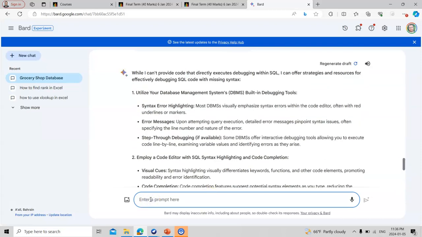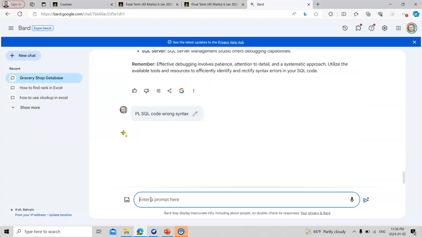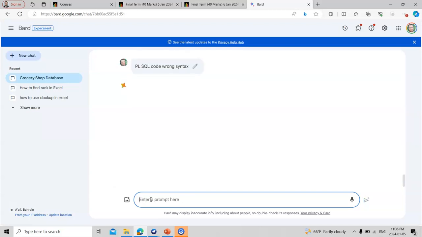The third thing is about PL/SQL code, okay? Code with wrong syntax, right? For example, I give you some wrong PL/SQL code. PL/SQL code is a little bit different than normal SQL.